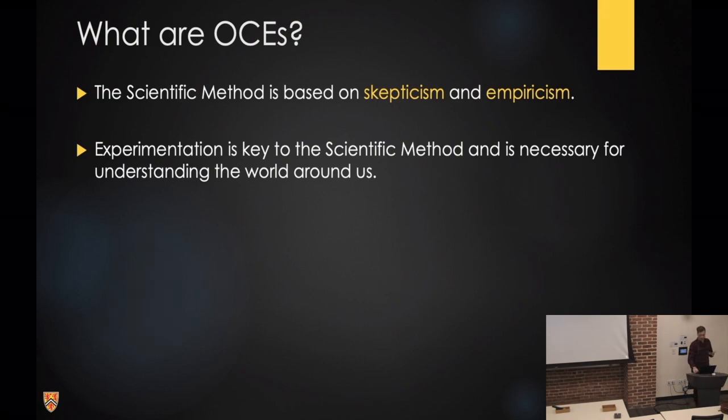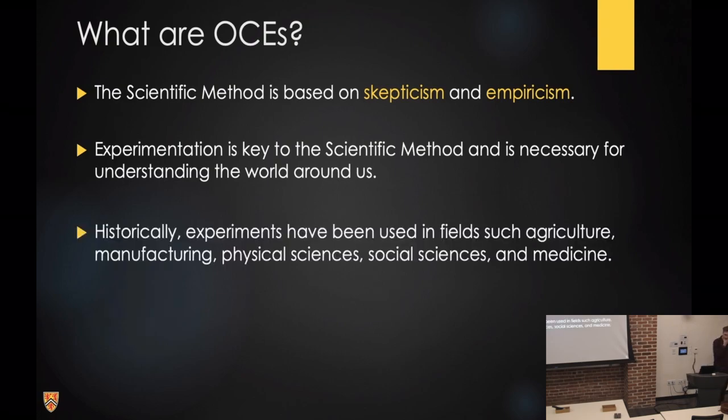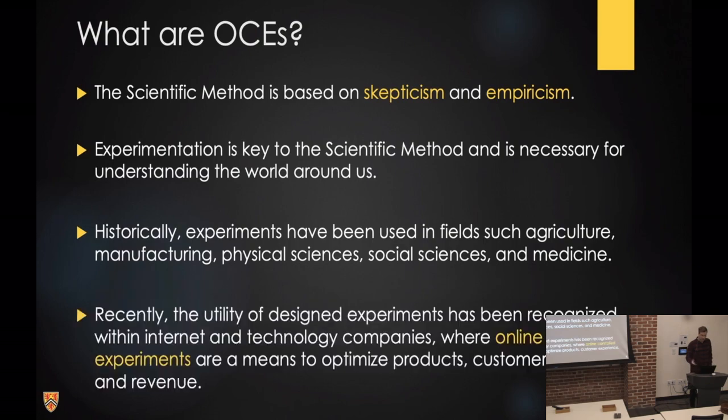And that is how, for many, many decades, through social sciences, physical sciences, medical sciences, we have really made progress as humanity. But it turns out that these experiments are also useful in business contexts, and particularly down here in the Bay Area, in this whole tech world, online controlled experiments are very widely used for optimizing customer experience, optimizing products, optimizing revenue, these kinds of things.